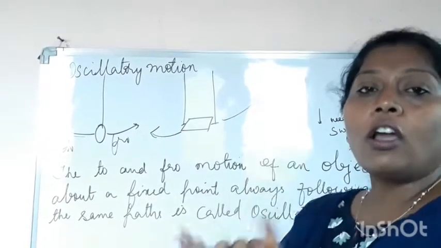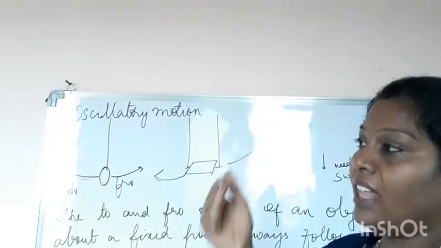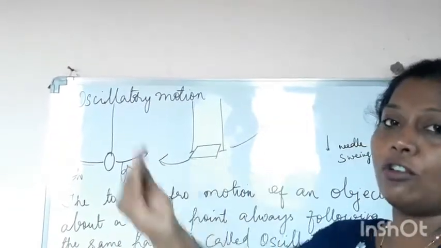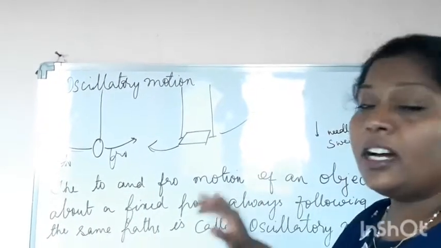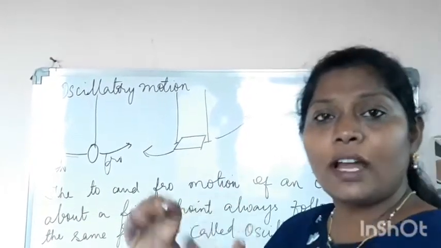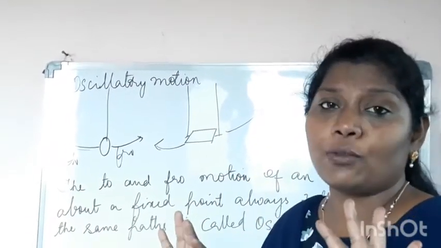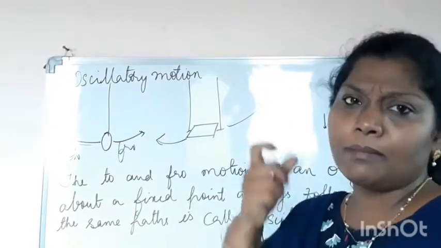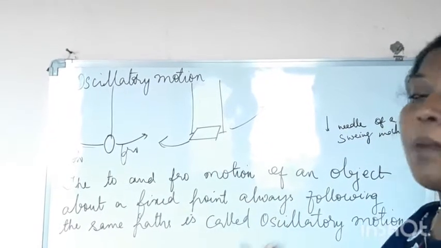So along a fixed point, see, the pendulum is hanging on the top and it moves like this. Yes, to and fro, right children? So here the action should be to and fro. No other action has to be shown and no other path has to be followed. The object has to move front and back, always following the same path.